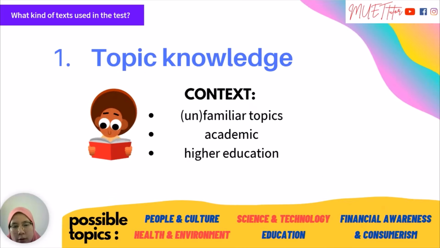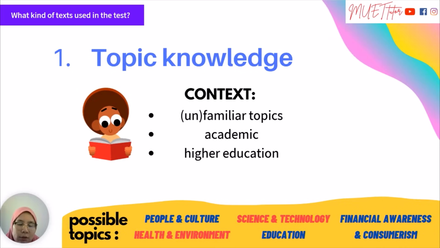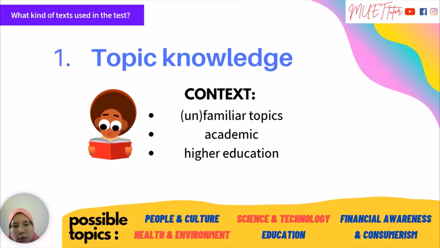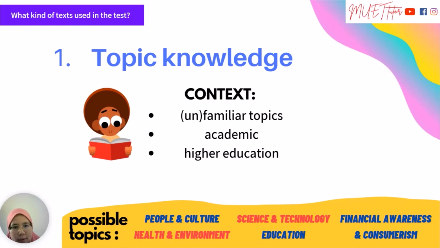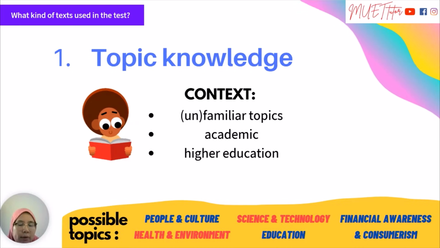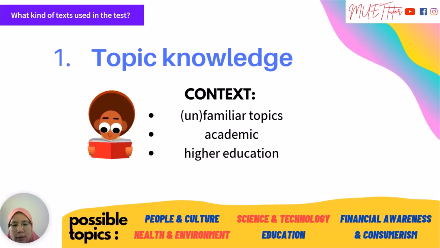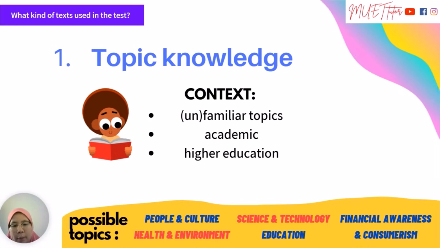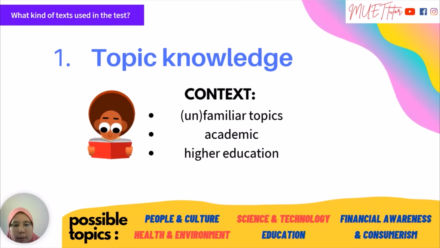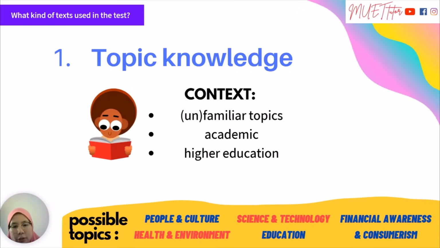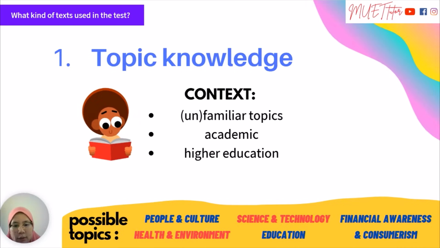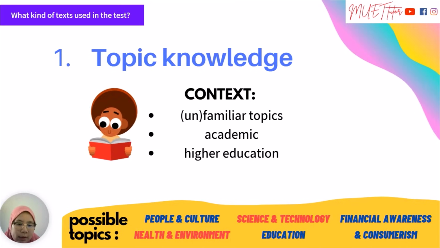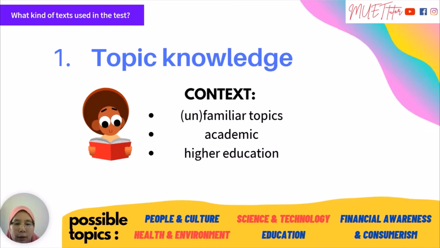The main purpose of a reading test is to assess your ability to understand different kinds of reading text. Topics used in the reading text will revolve around academic and educational areas, whether you are familiar with them or not. They could include people and culture, health and environment, science and technology, education, and financial awareness and consumerism. The types of articles used in the test are mentioned earlier in this video.